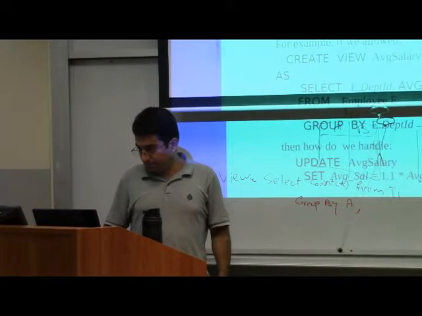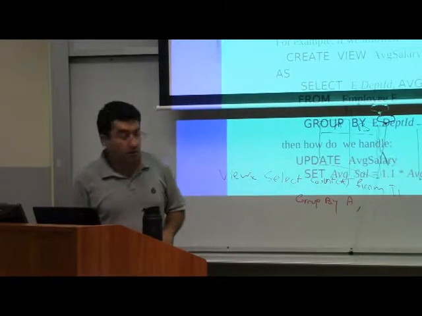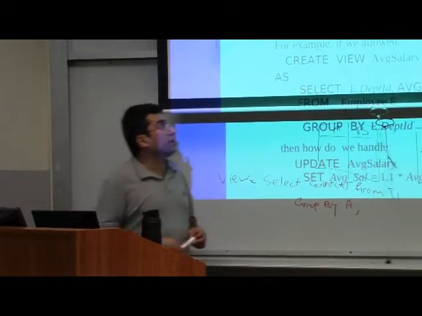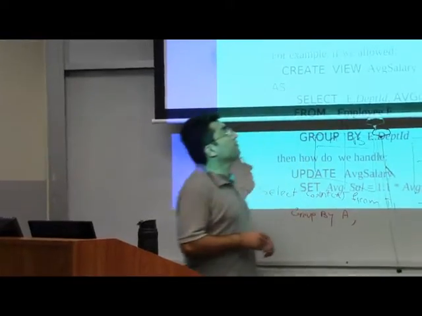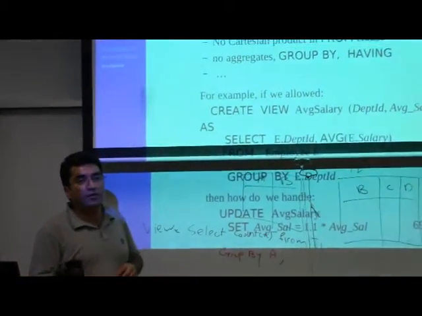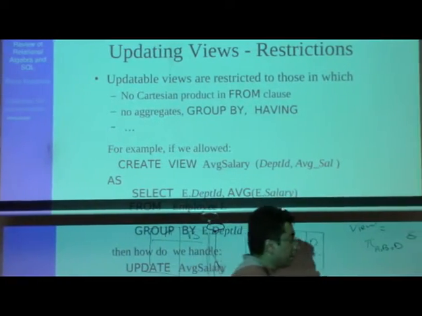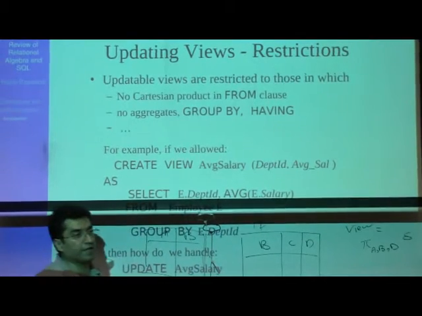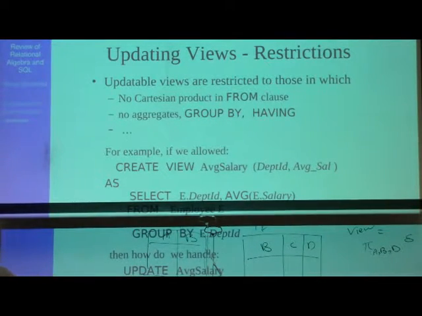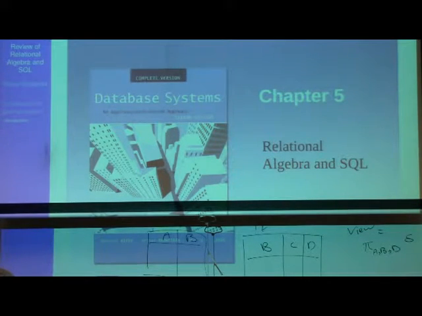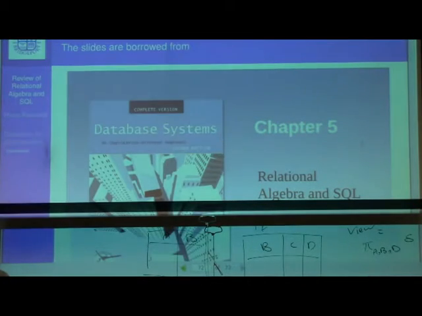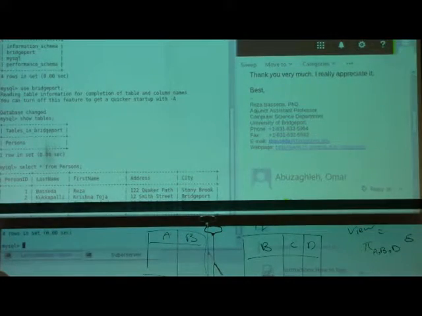Okay, so another constraint we have in the views is that we don't have any Cartesian product in the from clause. So it means that if we are updating anything, then if there is a join, you cannot update it without any restriction. Okay, so we are done with this section.